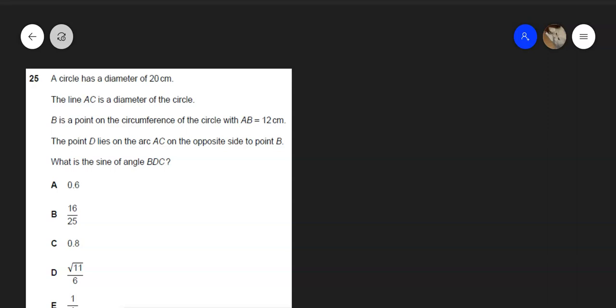As with all geometry problems, we will start with drawing a sketch. Let's draw a circle. In this circle, we know that the line AC is the diameter. So I'm going to draw a diameter, something like this, and this is going to be AC.